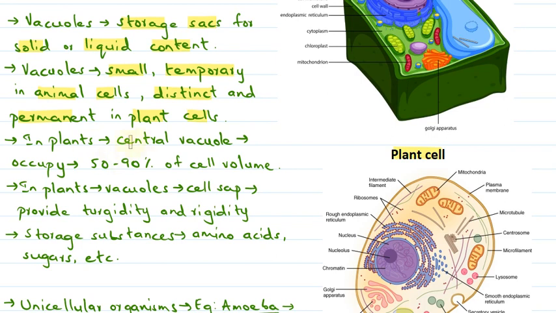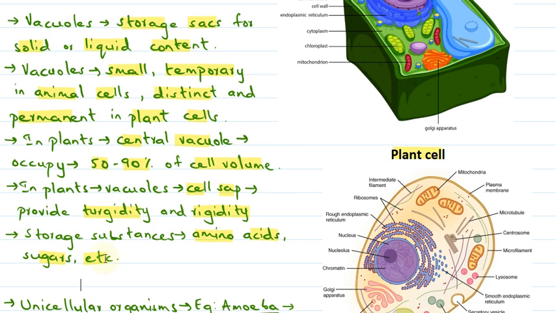In plants, the central vacuole occupies around 50 to 90% of the cell volume. These vacuoles are full of cell sap and provide turgidity as well as rigidity to the plant cells. Many substances very important for the life of plant cells, such as amino acids and sugars, are stored in these vacuoles.